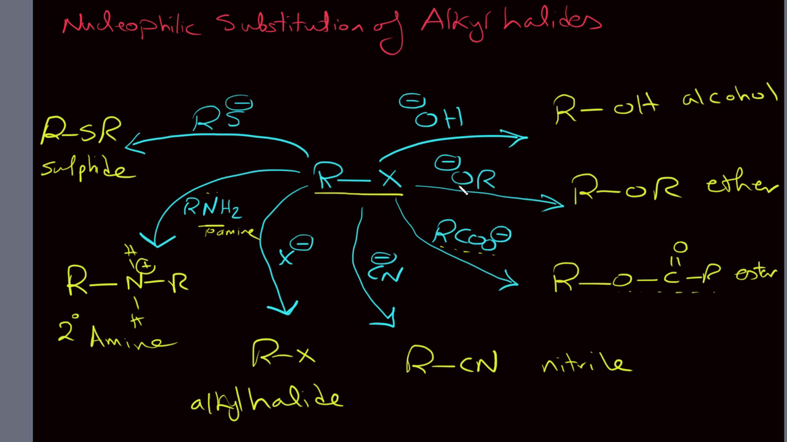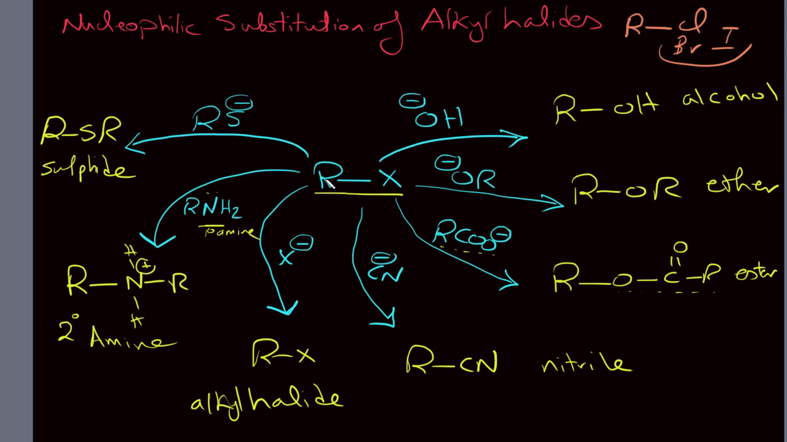Okay, hello everyone. In this video we will be going over nucleophilic substitution, giving a general overview of nucleophilic substitution of alkyl halides. So let's first agree that an alkyl halide has an R group, any alkyl group, connected to a halogen, whether it's a chlorine, a bromine, or an iodine, any of the halogens that we have.